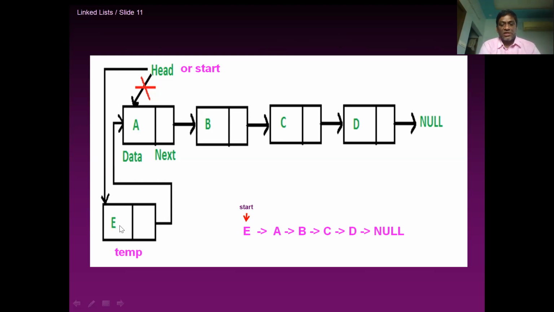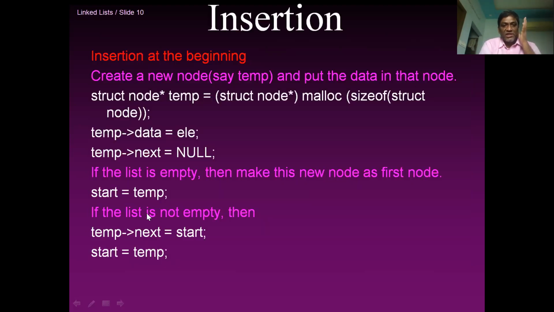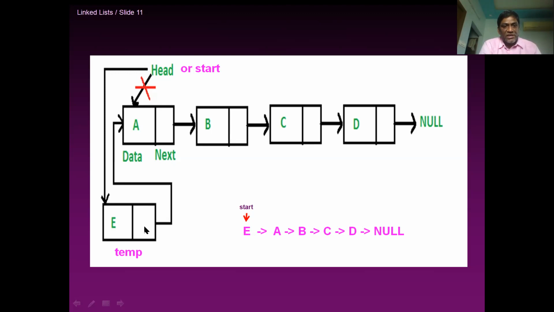So what are the steps mentioned here? Because the list is not empty, what you need to do? Temp next is equal to start. So this pointer will point to the first node of the list. Why? This is the start node. So temp next is equal to start will be like this. This node now points to the first node.